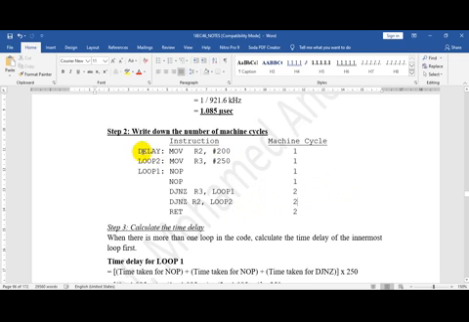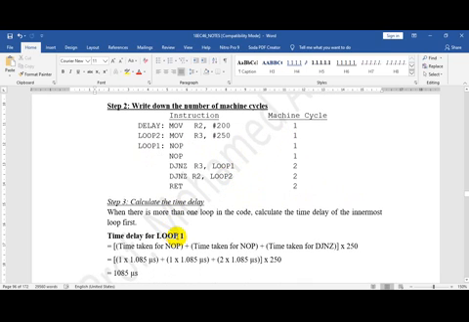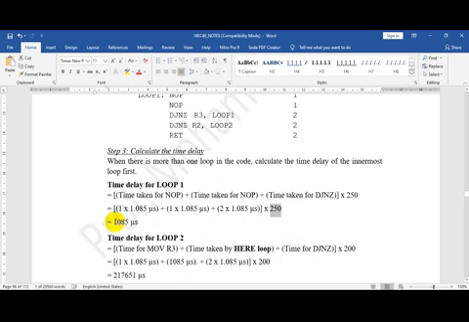At last we will calculate the total time taken. Now see here, the time taken by loop 1 is equal to the time taken by the first NOP instruction, the time taken by the second NOP instruction plus the time taken by the DJNZ instruction, multiplied by the loop count. How much did you get? 1085 microseconds.